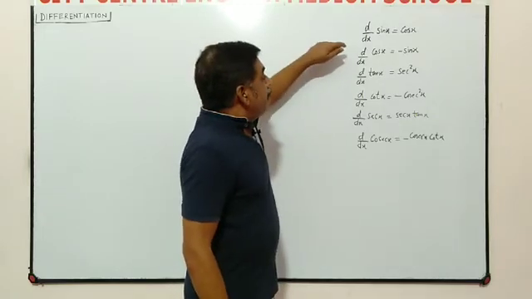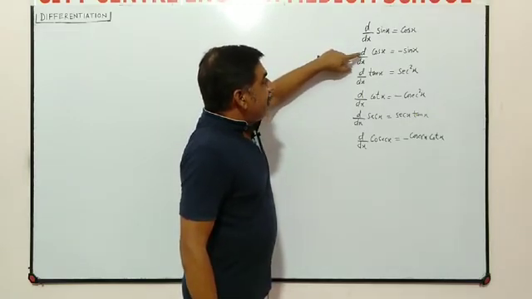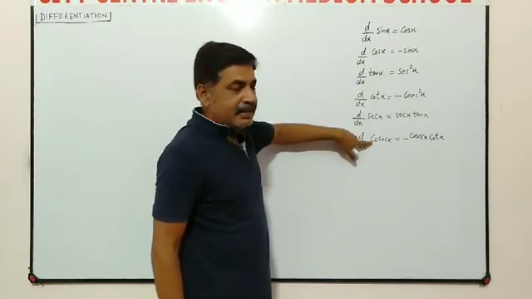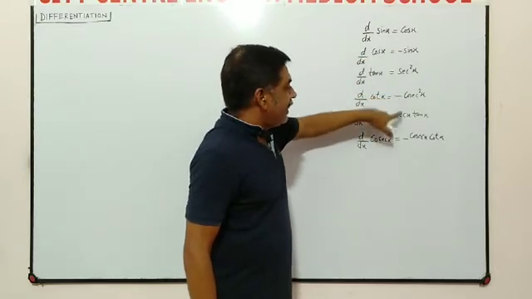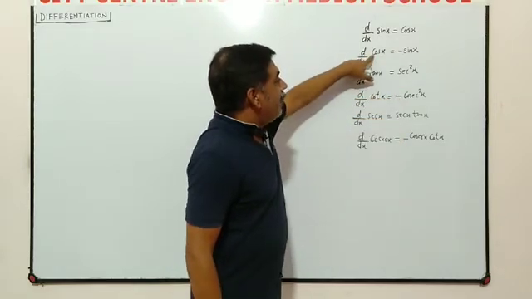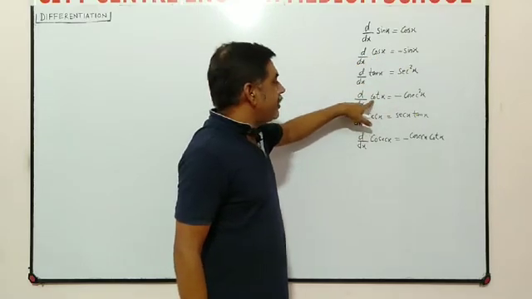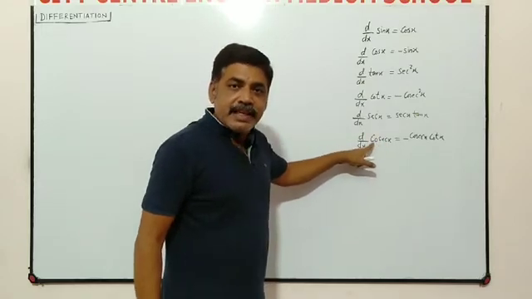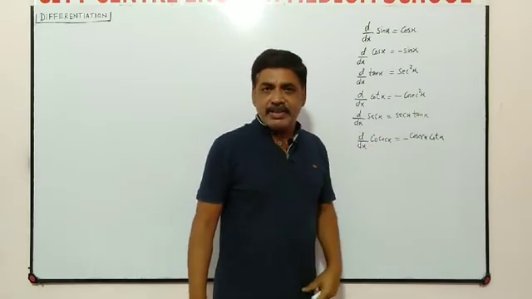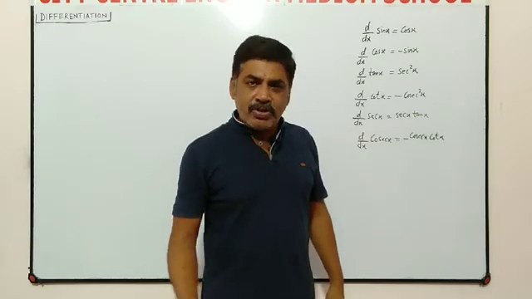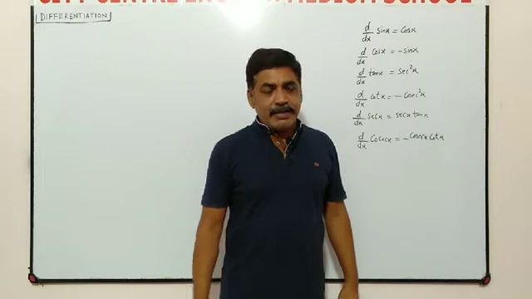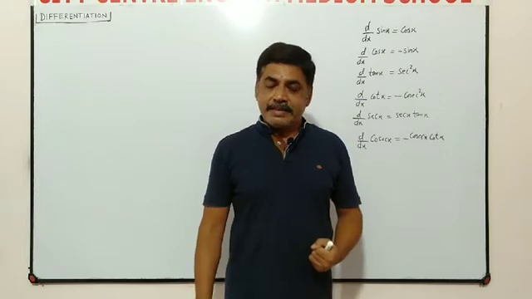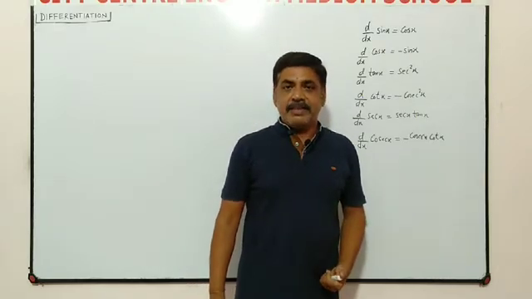See, the trigonometric functions which start with c, cos x, cot x, cosec x, have a minus sign. So differentiation of cos x has a negative sign, differentiation of cot x starts with c and is minus, and differentiation of cosec x starts with c and is minus cosec x cot x. So differentiation of sin x is cos x, cos x is minus sin x, tan x is sec square x, cot x is minus cosec square x, sec x is sec x tan x, and cosec x is minus cosec x cot x.